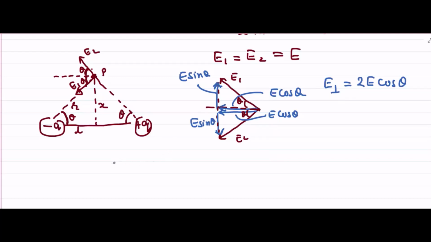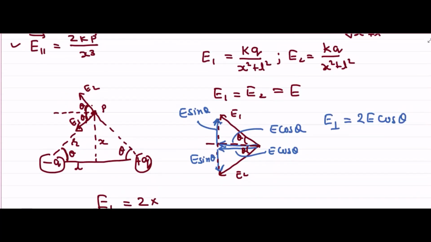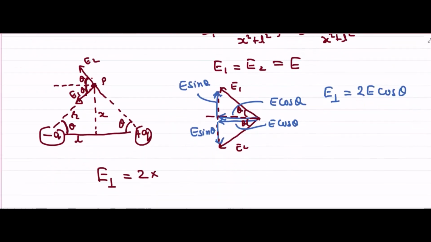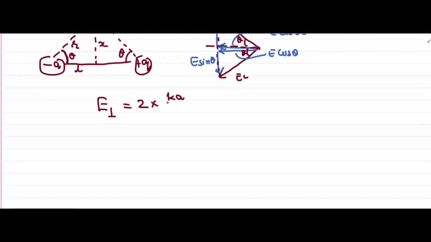Right, so I now have the magnitude of the resultant, E perpendicular. So let us put the corresponding values now for E perpendicular. E perpendicular is equal to 2 into E. What is the value of E? We obtained E as kq upon x square plus L square, and cos theta as L upon square root of x square plus L square. So this will be kq by x square plus L square, and cos theta is L by square root of x square plus L square.